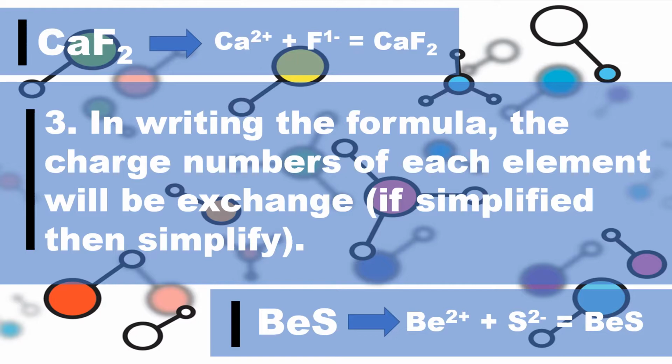In the third step, in writing the formula, the charge numbers of each element will be exchanged, or simplified if possible. In case 1, at the bottom part, the beryllium and sulfur have a charge number of 2, so their charges could be simplified. Thus it turns to be the final formula, BeS.